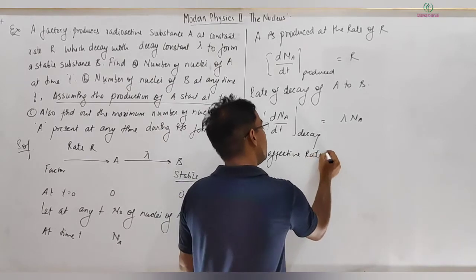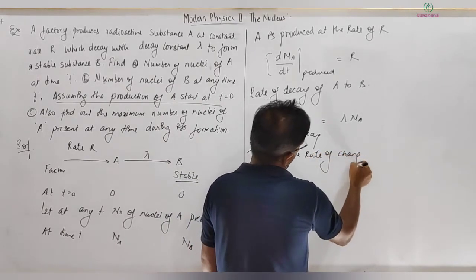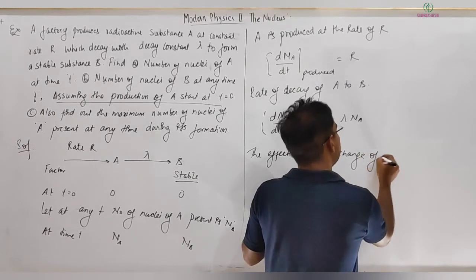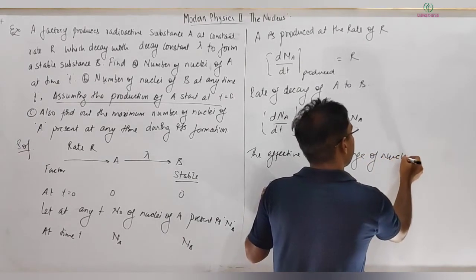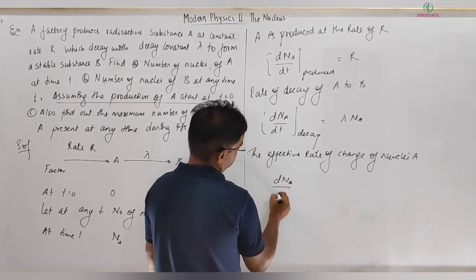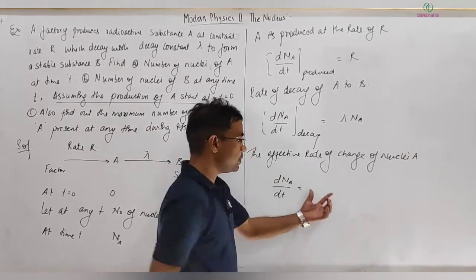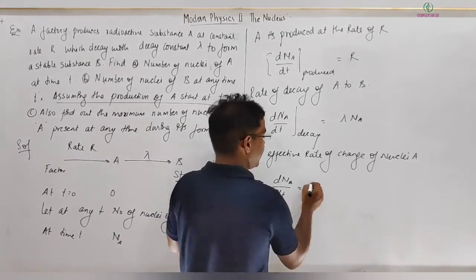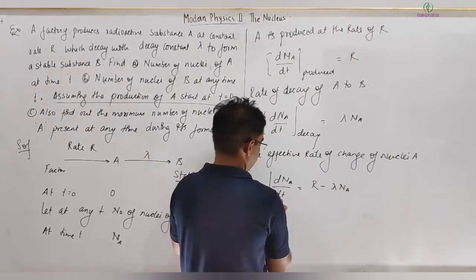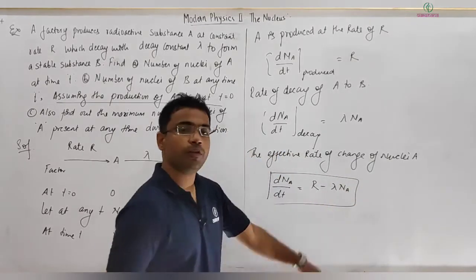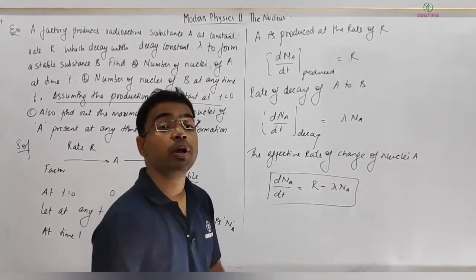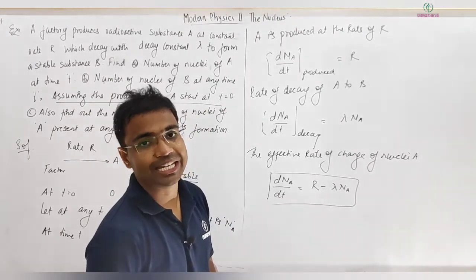The effective rate of change, or rate of production of nuclei A, can be written as dNA/dt. So this is the rate of production minus the rate of decay, and that comes out to be R minus lambda times NA. Now we can simplify it further and integrate it, and get the number of nuclei of A present at any time t.